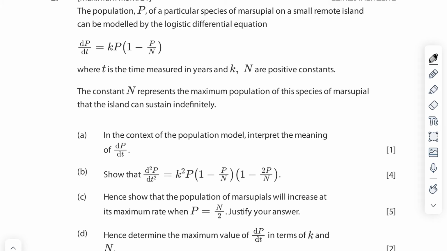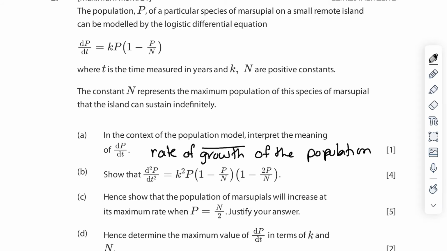Question number 2. The population of a particular species is given by this formula. In the context of the population model, interpret the meaning of dp upon dt. We know p is the population. So therefore, what am I going to write? Rate of growth. Rate of growth of the population.